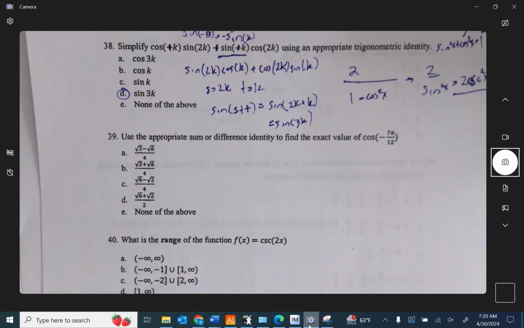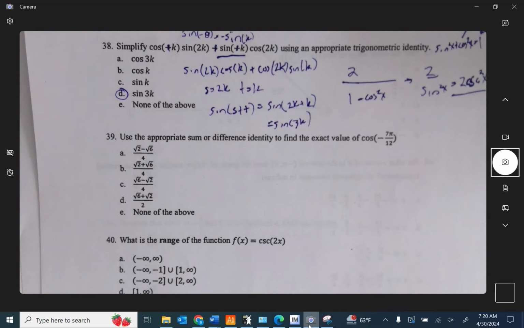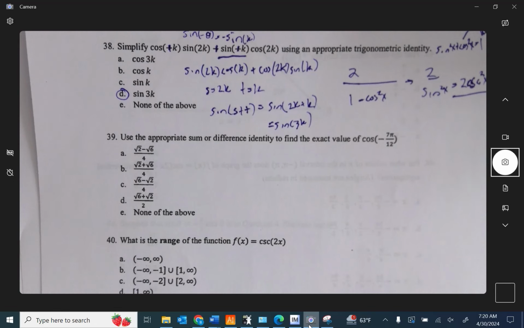All right, use the appropriate sum or difference identity to find the exact value of the cosine of 7 pi over 12. This is the one that bothered a lot of y'all, and heck, it bothered me too. It's how they have the answer choices written. Apparently, I'm supposed to teach something called a theorem, and I even forgot the name of it. I don't have enough time to teach you that theorem. It's not actually too hard, but I don't have a day of instruction.